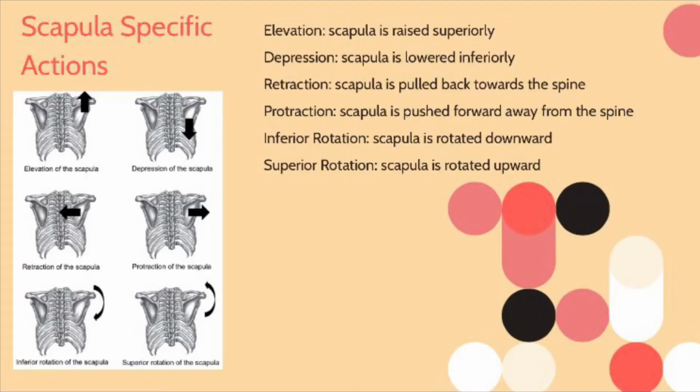Scapula-specific actions include elevation, when the scapula is raised superiorly, depression, when the scapula is lowered inferiorly, retraction, when the scapula is pulled back towards the spine, protraction, when the scapula is pushed forward away from the spine, inferior rotation, when the scapula is rotated downwards, and superior rotation, when the scapula is rotated upwards. See the diagram to the left for a visual representation.